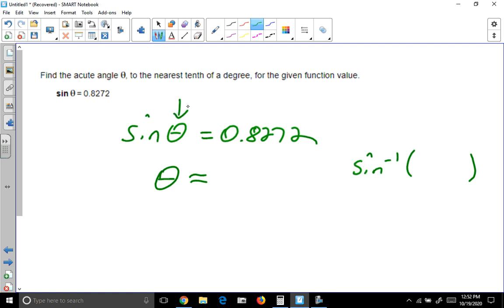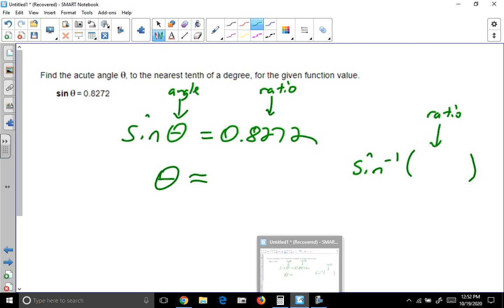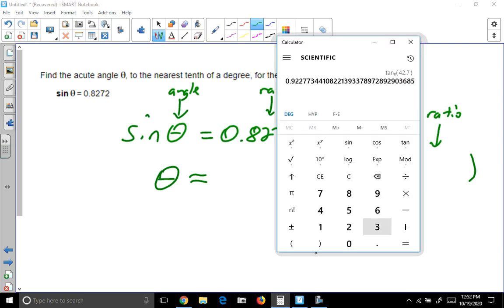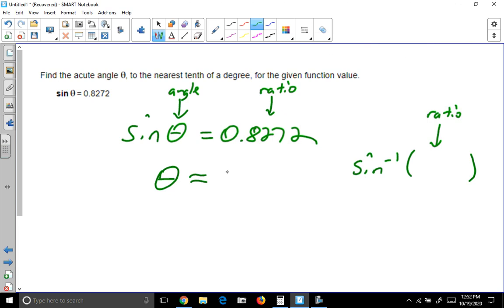For regular sine, the input is an angle. The output is the ratio that corresponds to that angle. For the inverse sine, it's backwards. The input is the ratio. The output is an angle that has that ratio. So our ratio that we know is 0.8272. If we hit the inverse sine button, it will tell us what angle has that value for sine. So to the nearest tenth of a degree, that would be 55.8 degrees.